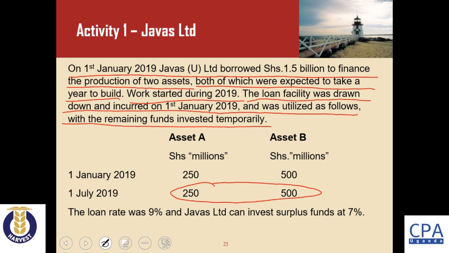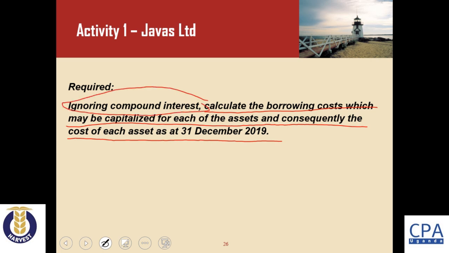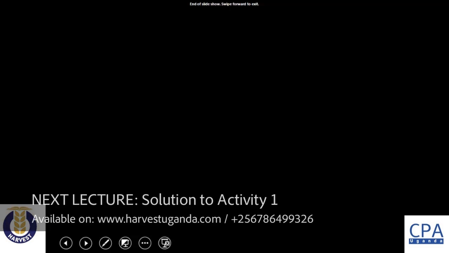So we are told that the loan that was obtained by the company was at a rate of 9% interest. However, the idle funds can be invested at a rate of 7%. So we are required definitely to calculate the borrowing costs, which may be capitalized for each of the assets, and consequently the cost of each asset as at 31st of December 2019. We are told to ignore compound interest because that would ideally further complicate our accounting here. So go straight to our next lecture and pick up the solution to this activity so that we can further appreciate the accounting of borrowing costs in compliance with International Accounting Standard 23.